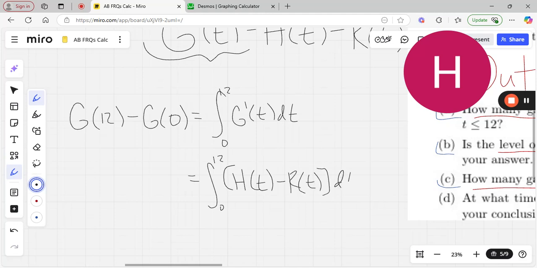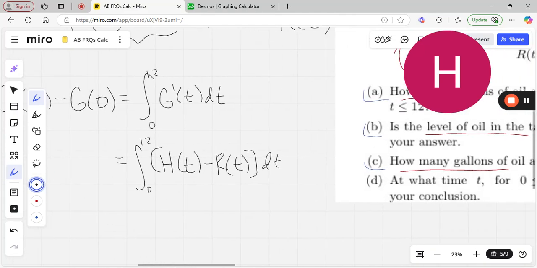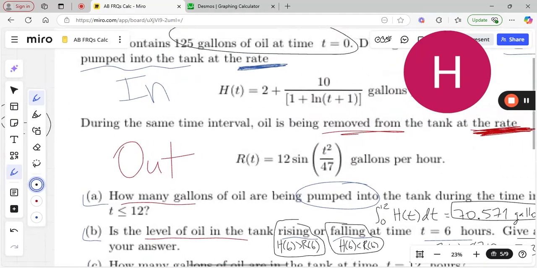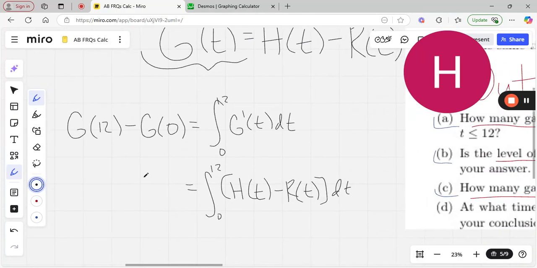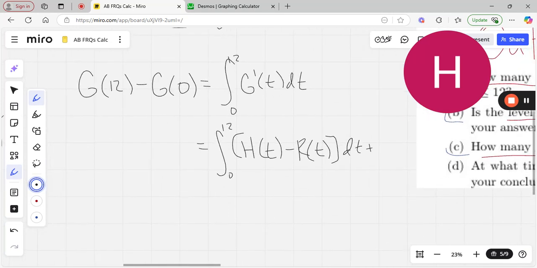But that just gives us the overall change in the gallons over time, which is important. Trust me, it's very important. But we also need to consider how much is initially in the tank. That's why we have this G of 0 here that we're actually going to add on the other side. Because the amount of change is one thing, but the amount that we started with is going to help us determine the total amount of gallons in there at the end.